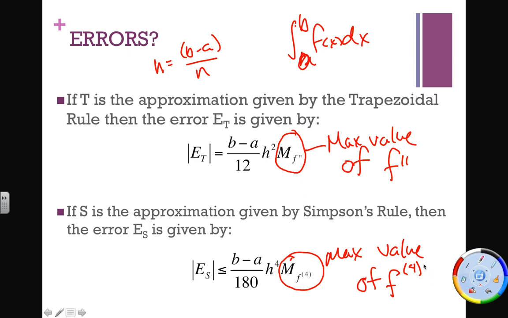Okay, these are actually pretty straightforward formulas that you can use. I think I'm only asking you one, and I think you're going to be asked to do this particular one, the Simpson's error approximation. But that's it. That's the end of chapter 5.